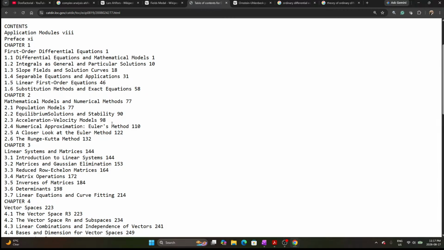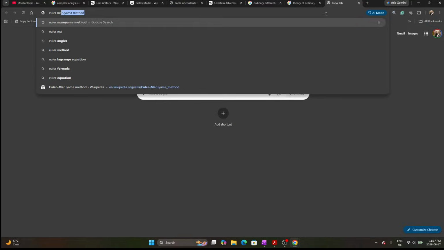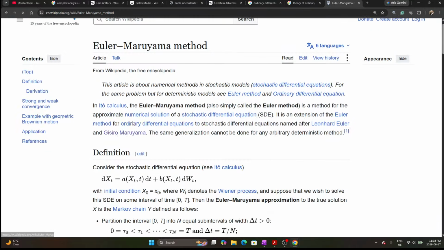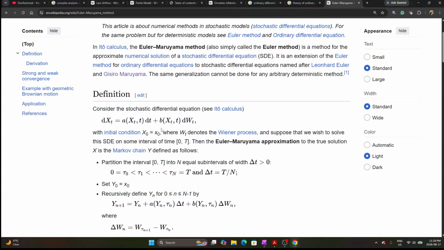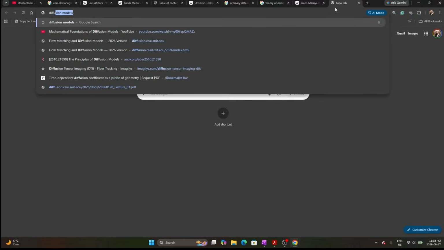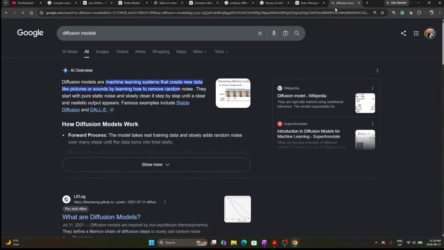Just as a fair warning, do not ignore the numerical stuff, because Euler's method is needed for SDEs, called the Euler-Maruyama method. The Euler-Maruyama method is the stochastic counterpart of Euler's method. It's a numerical method, okay? And it's used, for example, in the diffusion model, which is coming this Saturday.